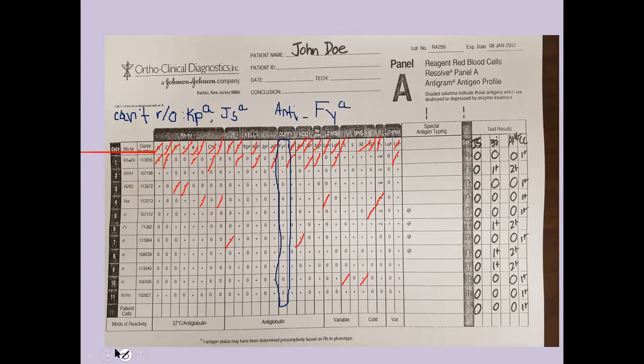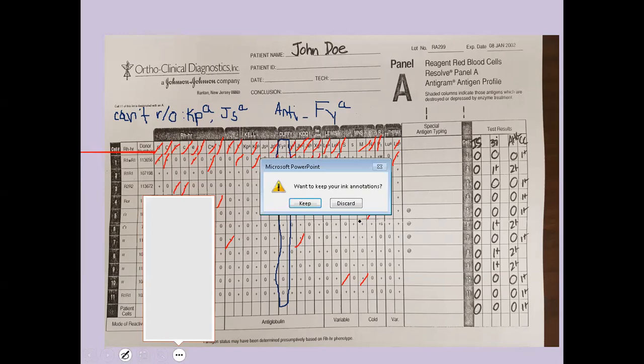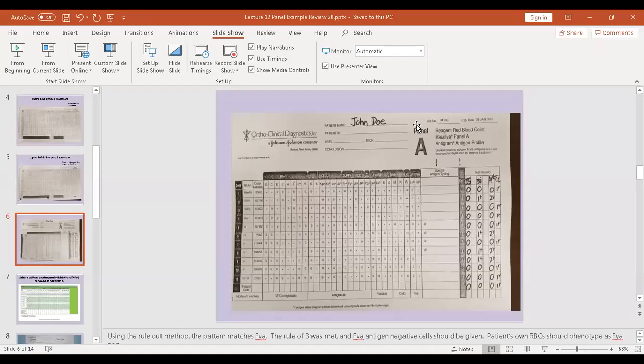Okay, so hopefully that makes sense. So let me get out of PowerPoint, or just the presentation mode, and show you guys. When you're doing these at home, if you get out of the presentation screen and back to just the individual slides, you can see here that I have some notes. So using the rule out method, pattern matches Duffy A. I forgot to ask you guys this. Was the rule of 3 met? Yes. Let's go back.